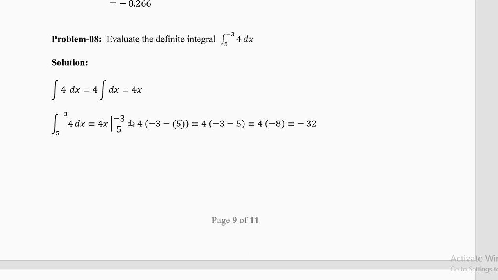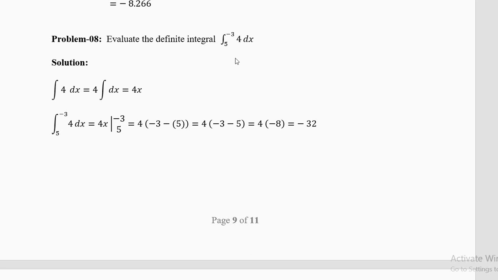Now it is 4, b equal to minus 3, a equal to 5. Don't worry about big and small. One is a, one is b. 4 f of b minus f of a. b is minus 3, a is 5. So 4 times minus 3 minus 5 will give you 4 into minus 8, minus 32.